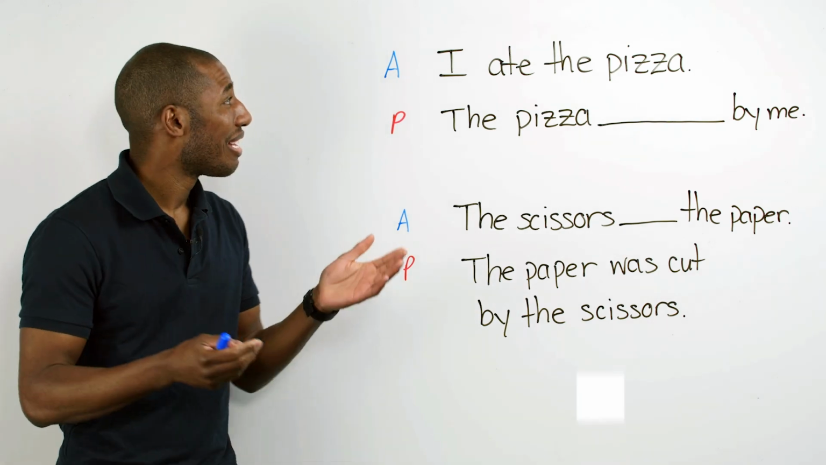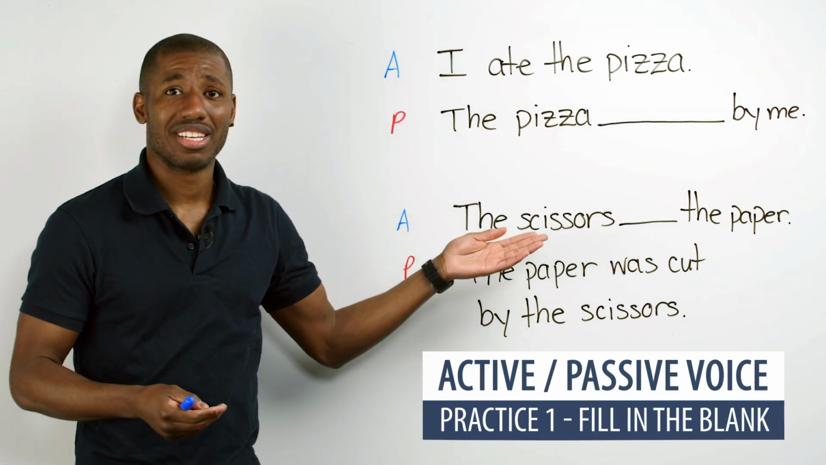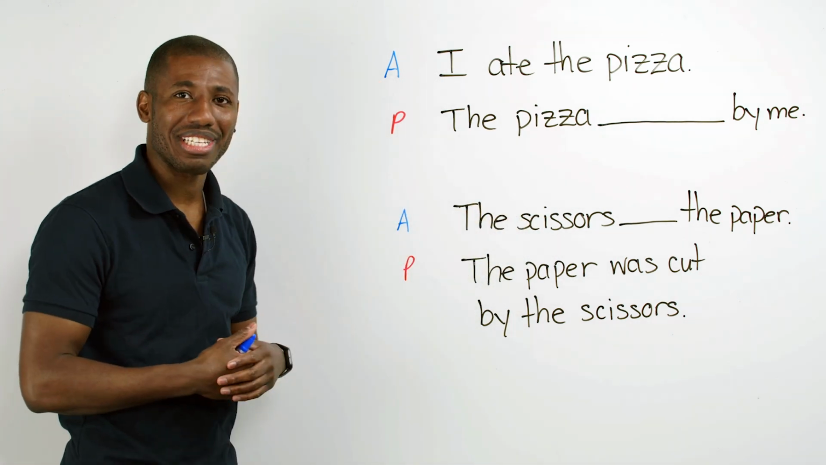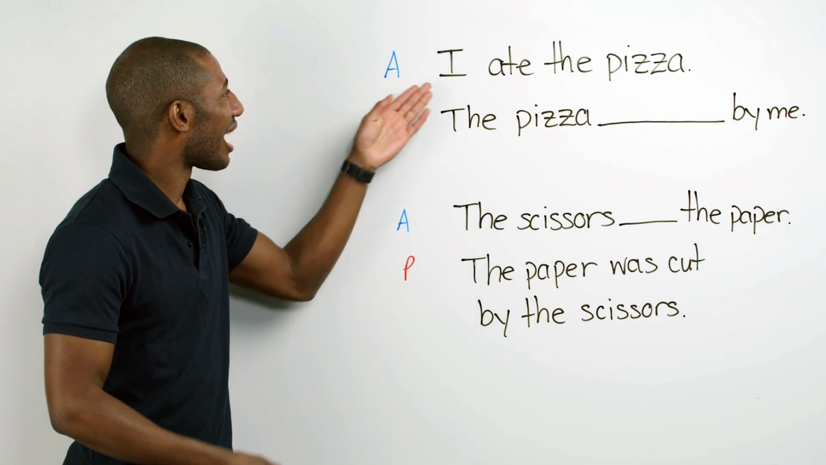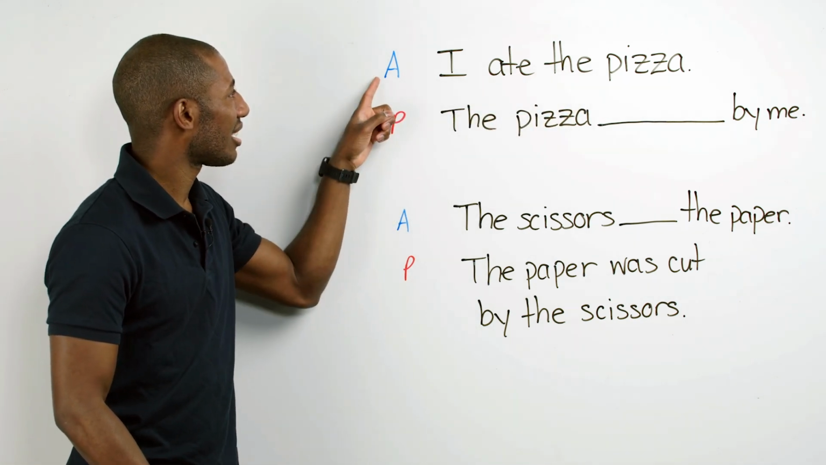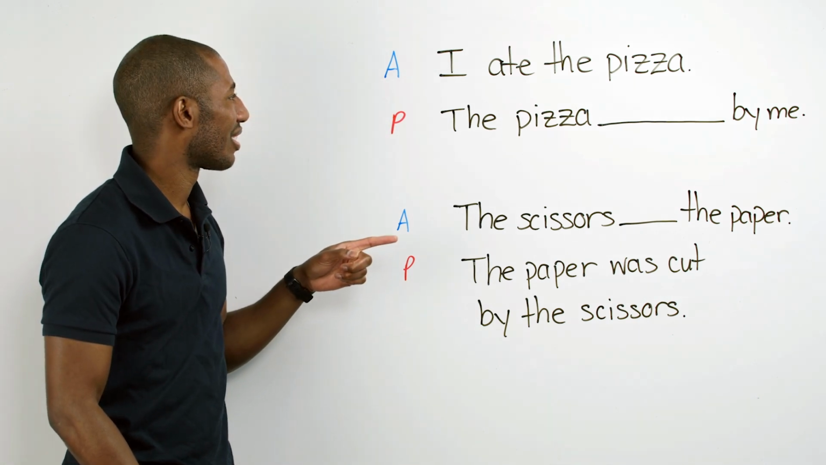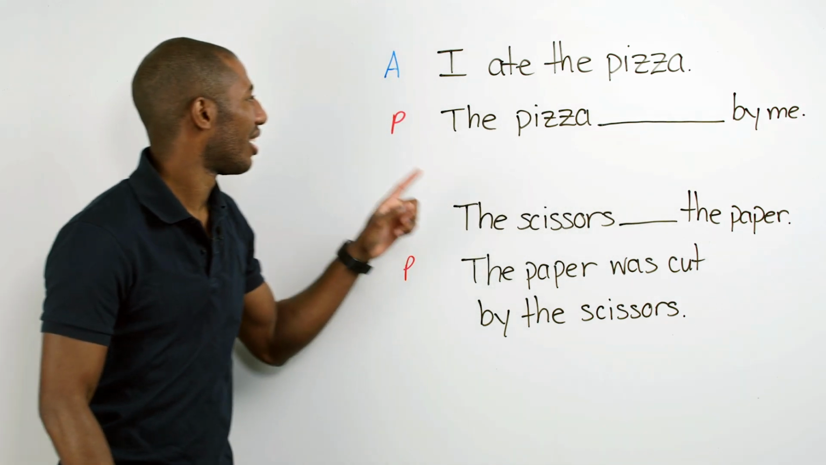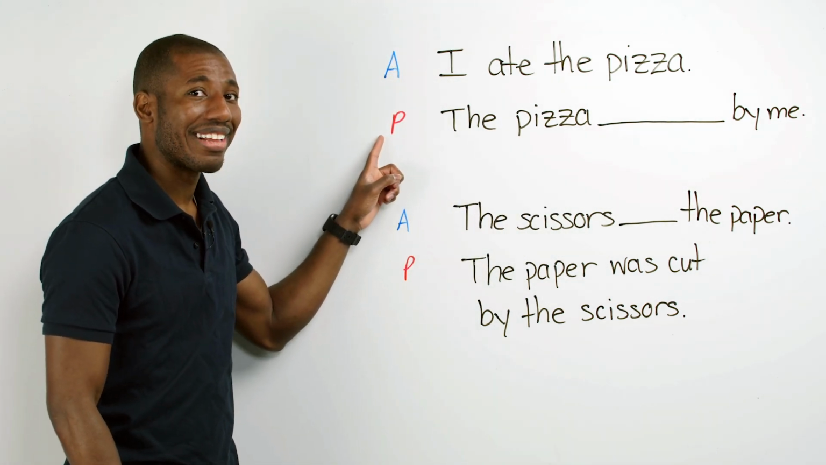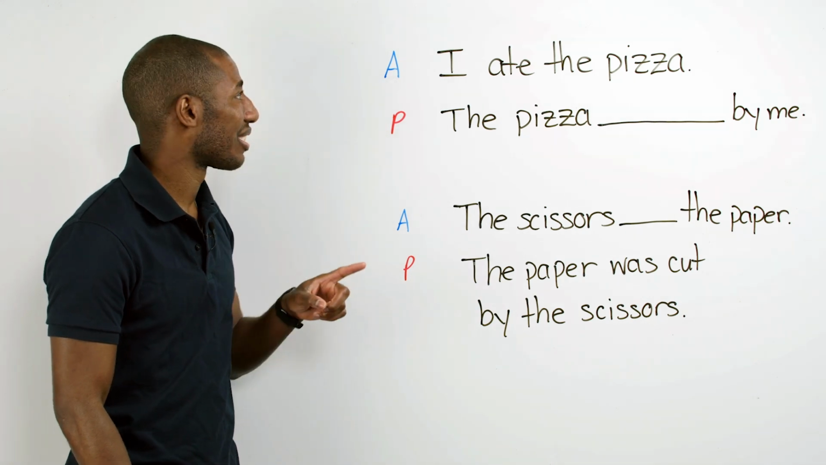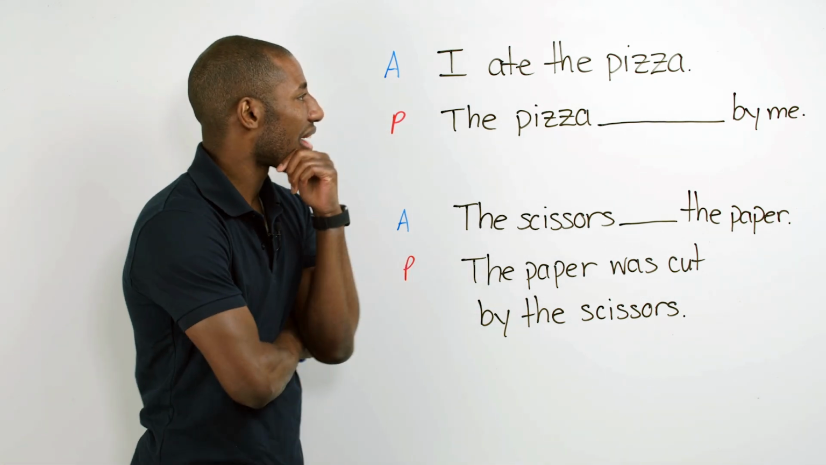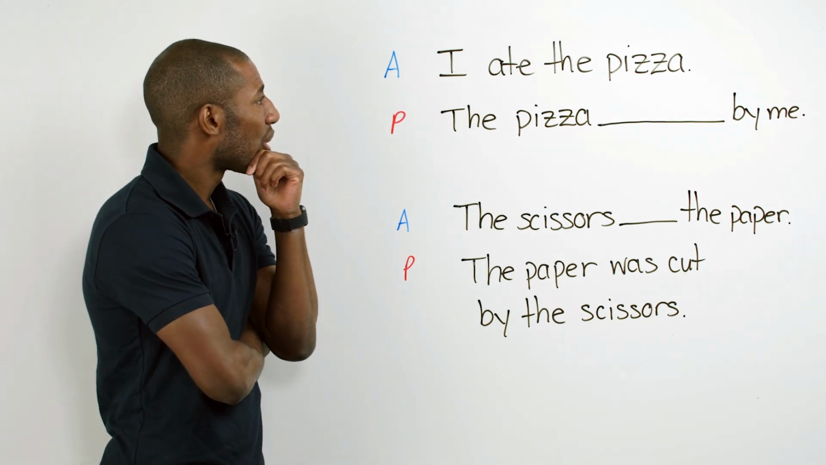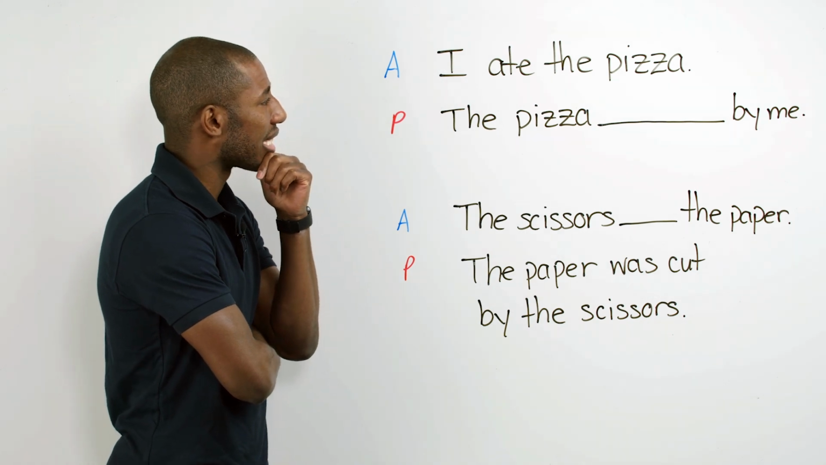I need your help filling these blanks. Can you help me? Of course you can. Let's read some of these sentences together. I ate the pizza. This sentence is written in the active voice. The pizza blank by me. This sentence is written, that's right, you guessed it, in the passive voice. I need to figure out what word goes in the blank. Well, the action is missing.